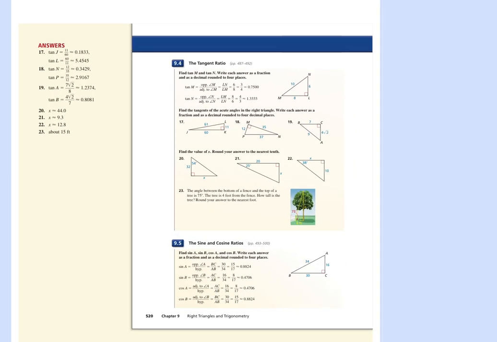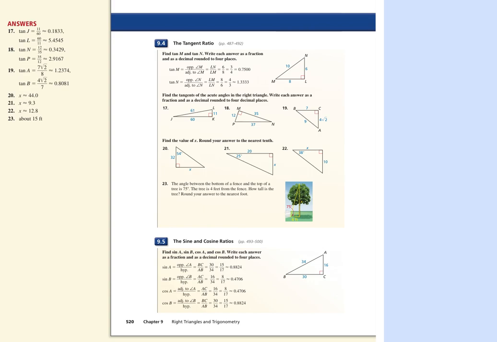All right, questions on 94, 95? So tangent into sine and cosine. Mariana?